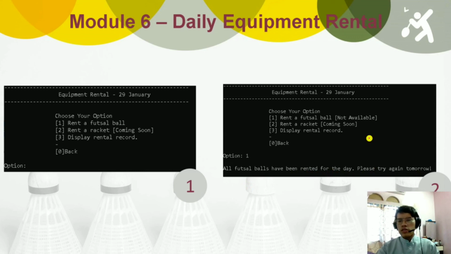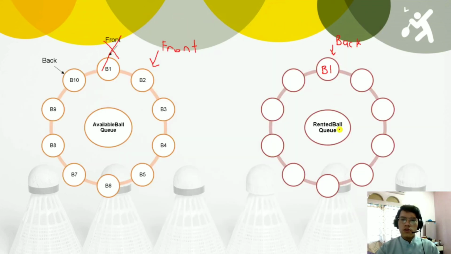To insert back into the available ball queue, the system will check the date when the program was run. Like this, it was run on 29 January. Then it will check the rented ball date. If the rented ball date is 29 January, then it will not dequeue from the rented ball. Let's say the date here is 30 January and the rented ball was on 29 January. It will dequeue from the rented ball queue into the available queue.